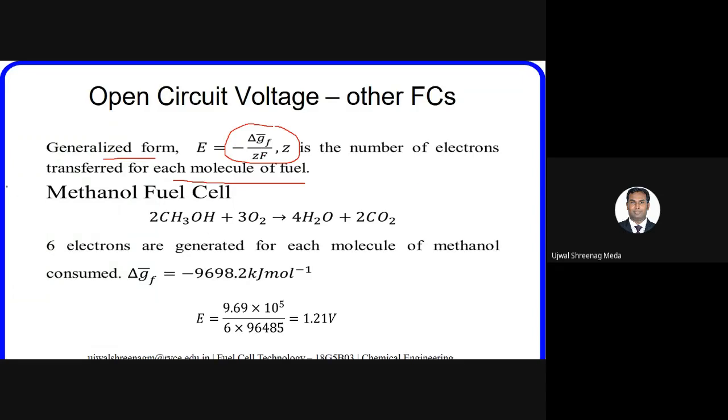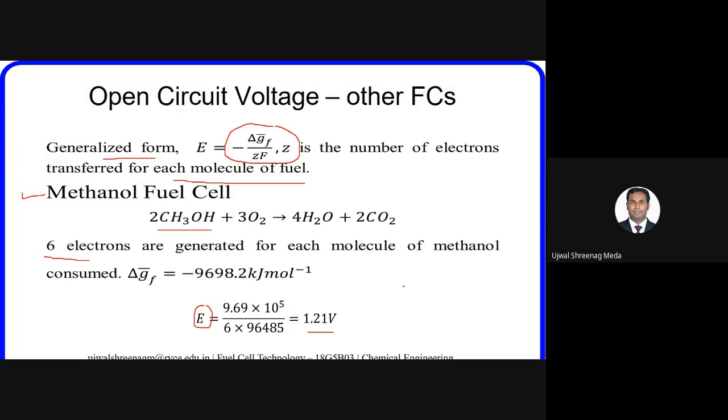So let's consider another example, a methanol fuel cell, or DMFC, direct methanol fuel cell, where the fuel is methanol. In such a case, the number of electrons generated is 6. And if you try to calculate the E in that case, it will be 1.21 volt. And soon we are going to learn different voltages. The voltage we are talking about now is the reversible open circuit voltage or the electromotive force.